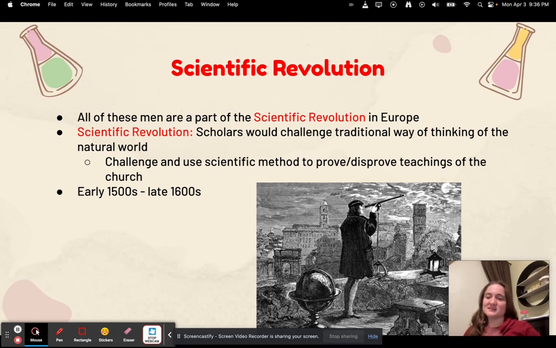All these men that we just talked about like 5 seconds ago, they're all part of the scientific revolution. And what it is, is where scholars would challenge traditional ways of thinking of the natural world. Now, today we might not think of that as such an extreme thing to do, but you've got to remember back in the 1500s and 1600s, the Catholic Church had insane influence over all of Europe. So the scientific revolution would actually challenge and use the scientific method to prove or disprove teachings of the church.